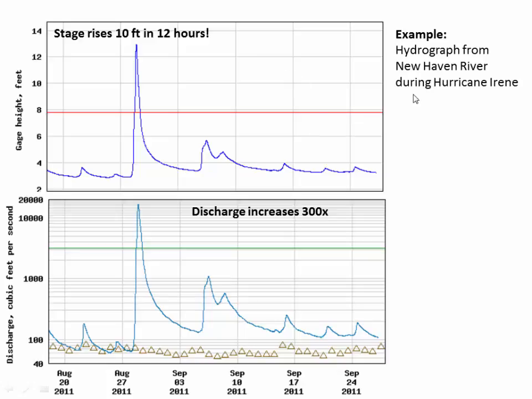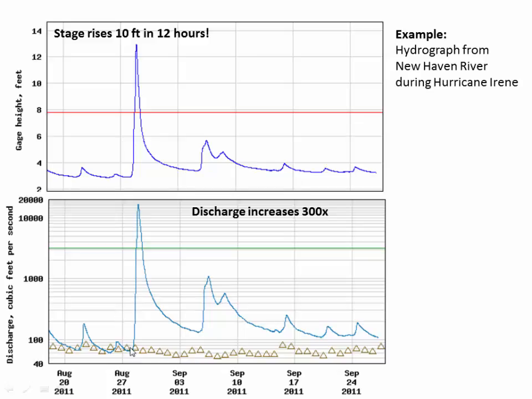And here's an example from the New Haven River in Vermont, which flows through Bristol, Vermont. And this is the hydrograph time series from the day of Hurricane Irene, or the week of Hurricane Irene. So take a look at this. Here's the stage, or the water level. It's sitting at about 3 feet on the Sunday before Irene. Within about 12 hours, it rises 10 feet. Imagine that. Literally a flash flood, 10-foot rise.